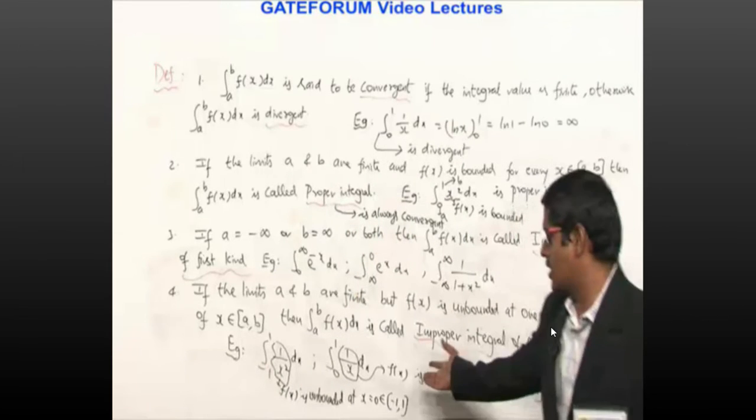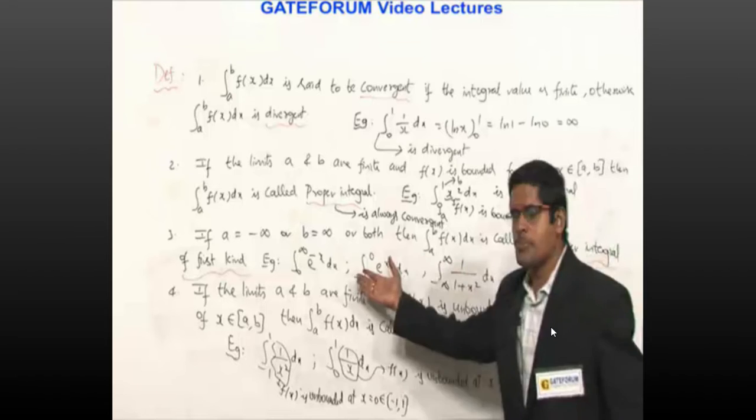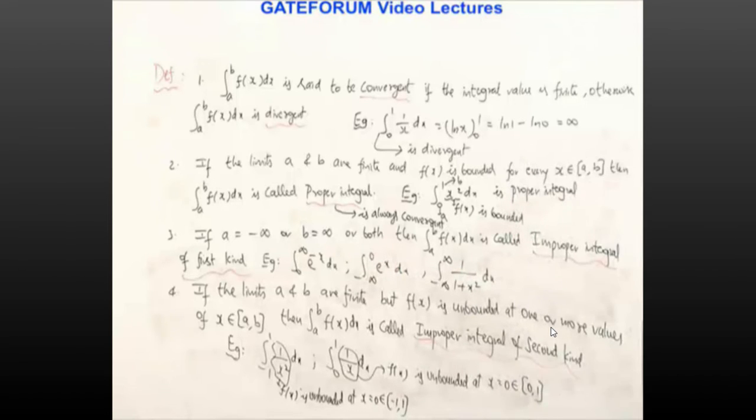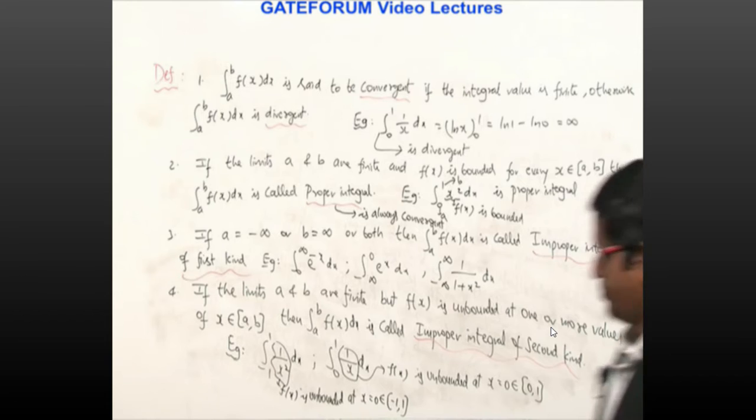This is an improper integral of the second kind, a simple example. This is the first kind improper integral examples. So these are the improper integral definitions along with the proper integral.